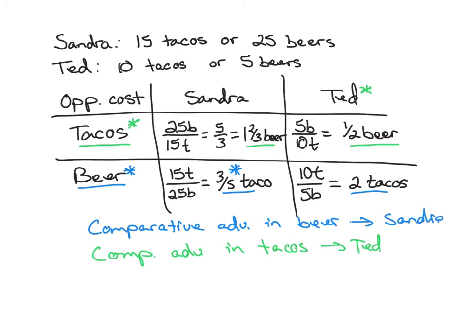So next we're going to draw the production possibility frontier for each of our producers and write out an equation describing that production possibility frontier. So let's start with Sandra. And I'm going to put beers on the x-axis and tacos on the y-axis, although it's perfectly correct to do it the other way around.